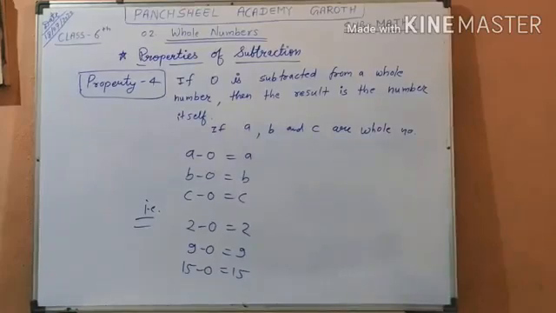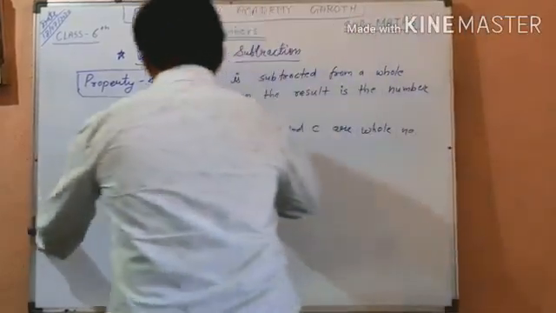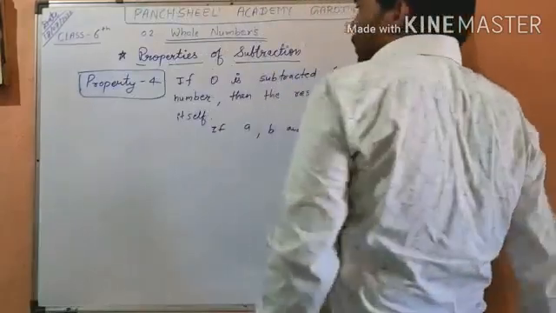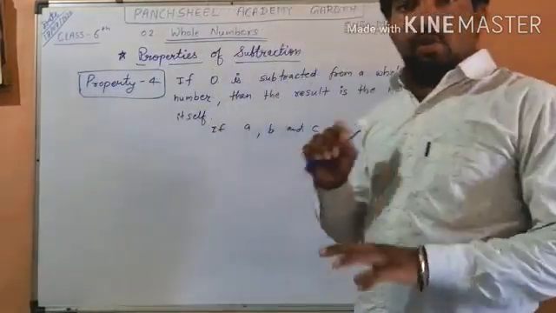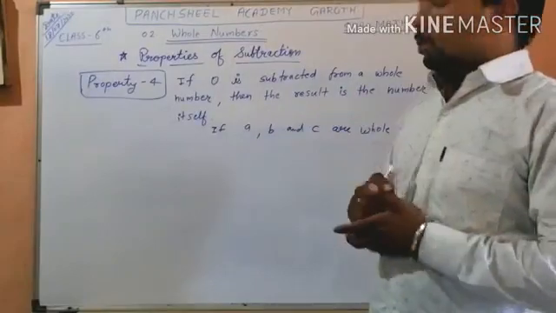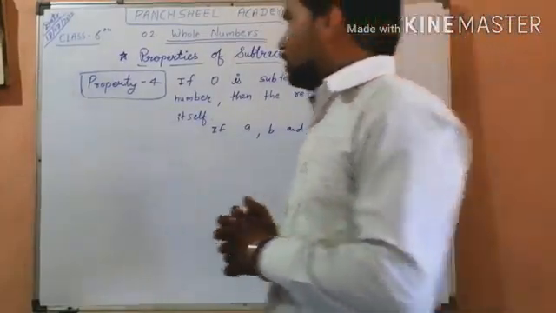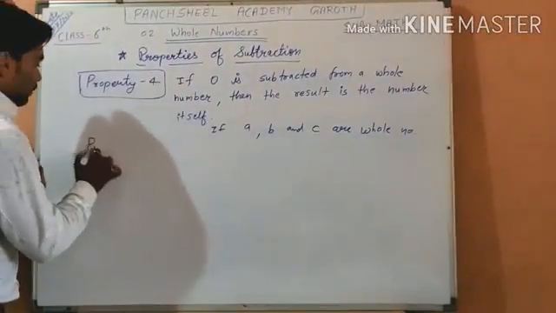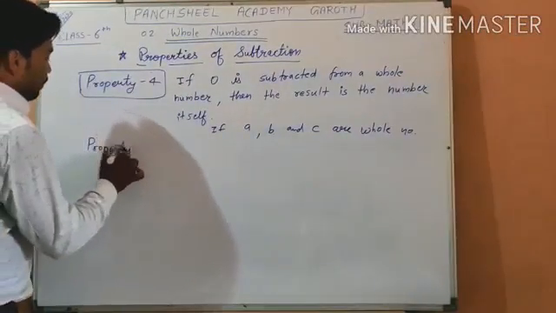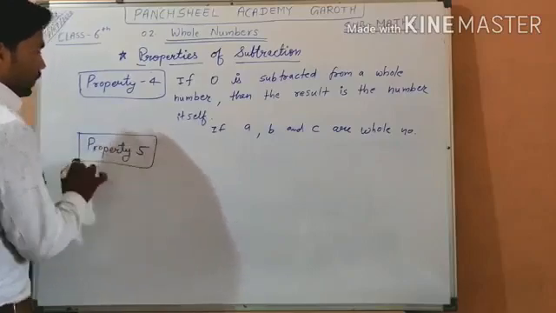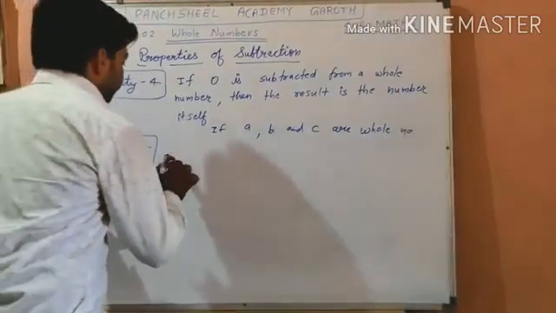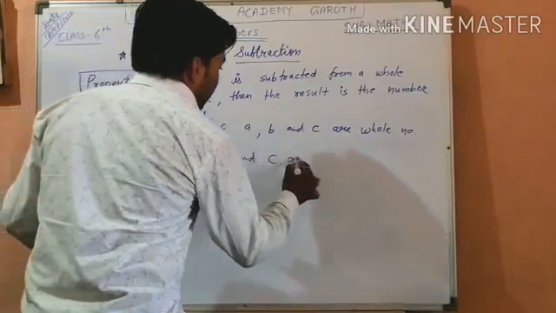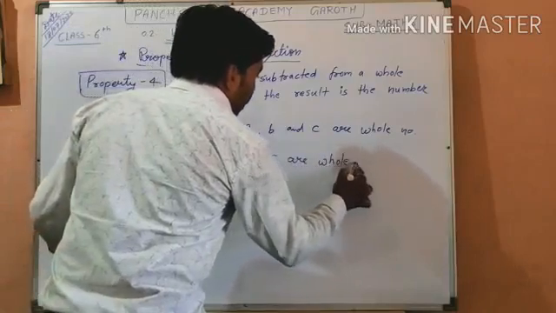If we talk about the fifth property, first we have to write it. As we are writing here, you must write with me, or you can pause the video and make your notes. After that we will solve questions. Okay. So the last but not least, property of subtraction, property 5. So let's suppose if a, b and c are whole numbers.